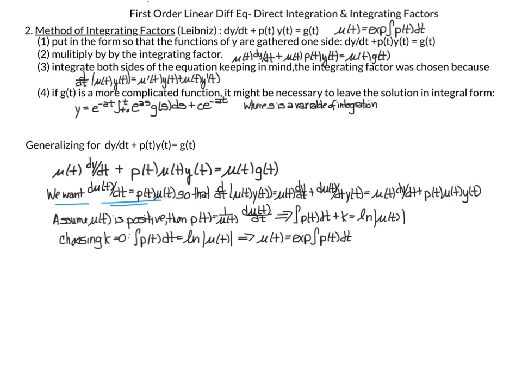dy/dt plus a function p of t times y of t is equal to a function g of t. And we want to derive what our mu of t is supposed to look like, and it's going to be equal to exp of the integral of p of t dt.